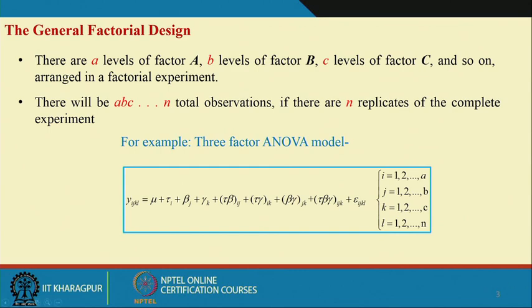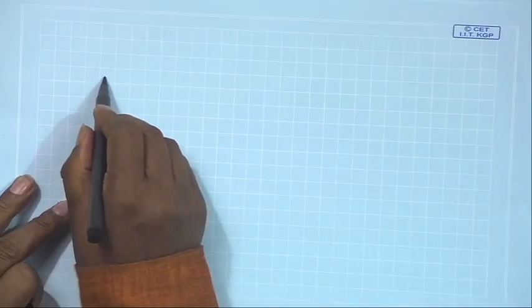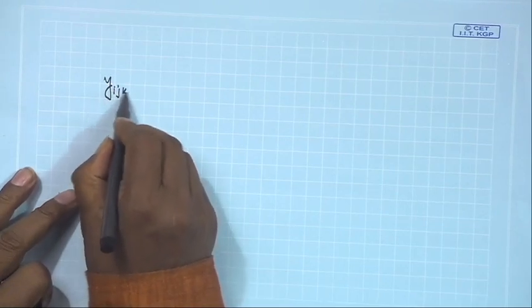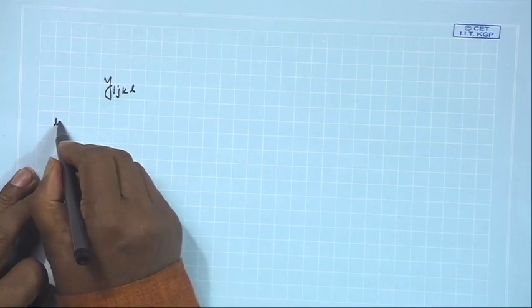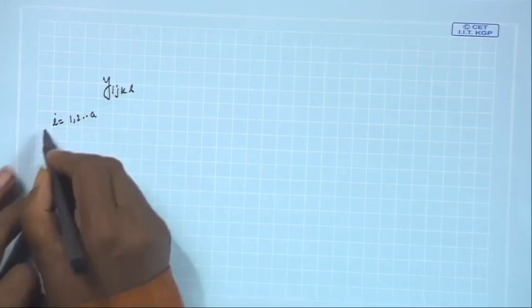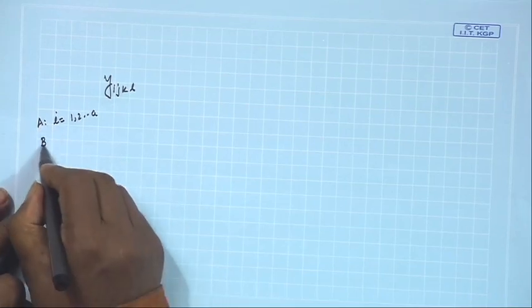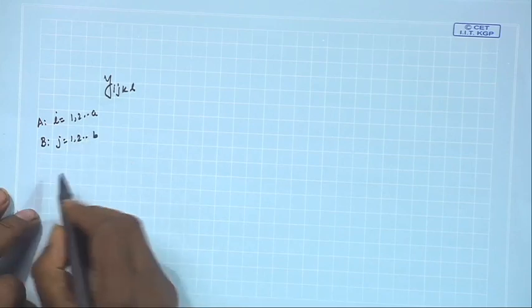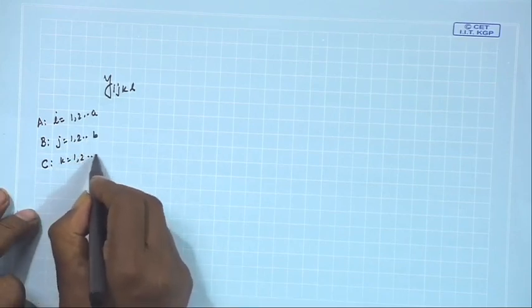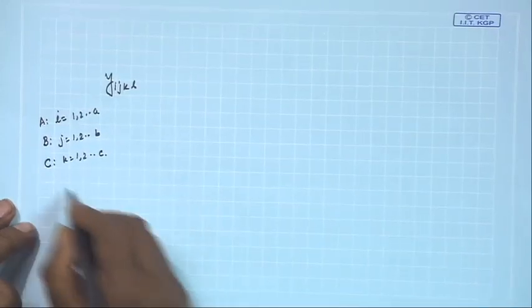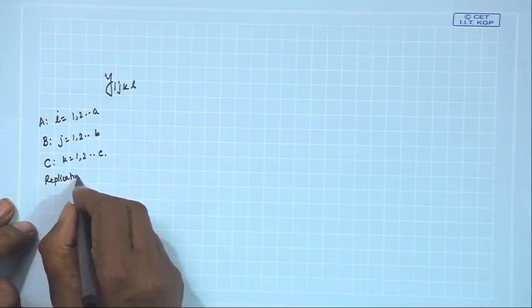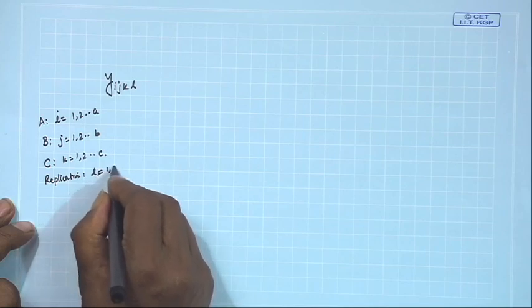So, a three factor factorial design, the fixed effect model will look like this. Please see what I have written for a 3-factor design. The general observation is y_ijkl, with i from 1 to a with reference to factor A, j changing from 1 to b with reference to factor B, k changing from 1 to c with reference to factor C, and since we have n replicates, l changes from 1 to n.